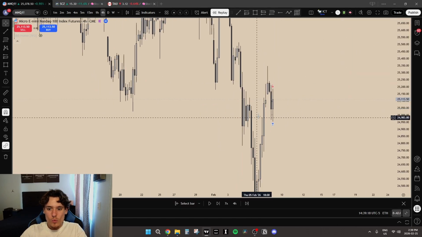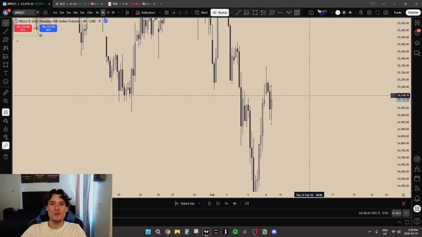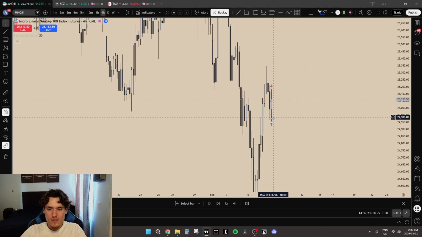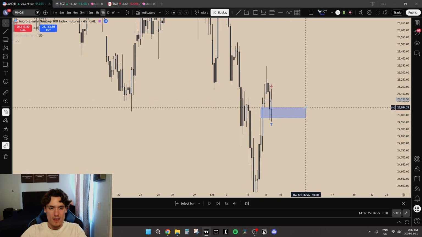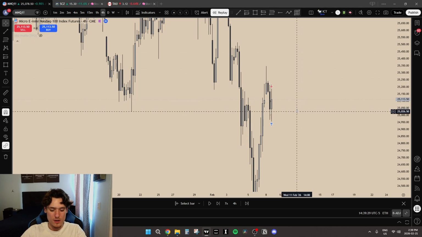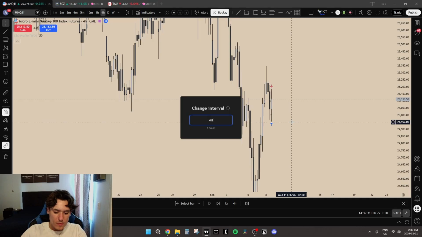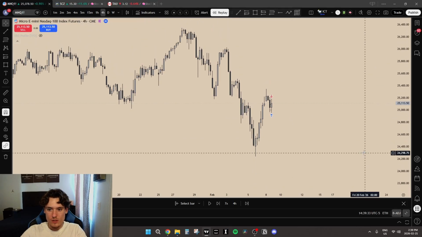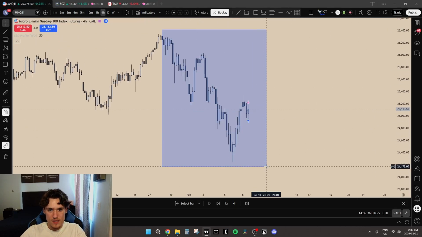Guys, in what world would we want to go lower over here? There's no reason. We're delivering off a 4-hour fair value gap. We want to go higher in this case. There's no reason to go short. That is why the first thing you always want to do when you come into the charts is look at a higher time frame.